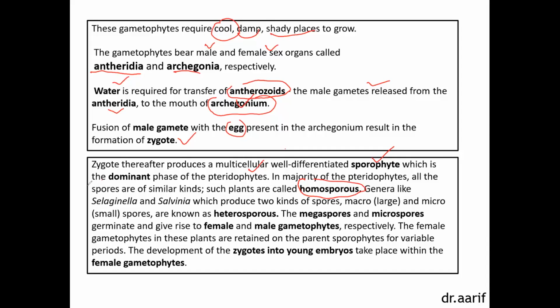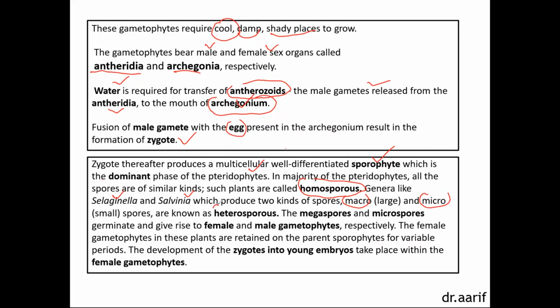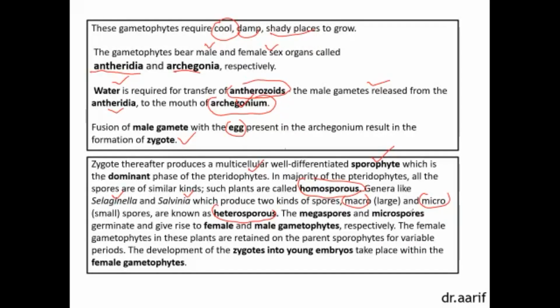Then in the genera of Selaginella and Salvinia we are going to observe two different kinds of spores. त्यातला एक जो आहे तो larger spores की ज्याला आपण macro, दुसरा आहे त्याला आपण micro spores म्हणतो. And we also call this plant Selaginella आणि Salvinia because they carry two different types of spores. We call them heterosporous, त्याला आपण heterosporous म्हणतो. त्यानंतर megaspores and microspores germinate. आता यातला एक असणार तो mega, दुसरा असणार तो micro म्हणजे small.